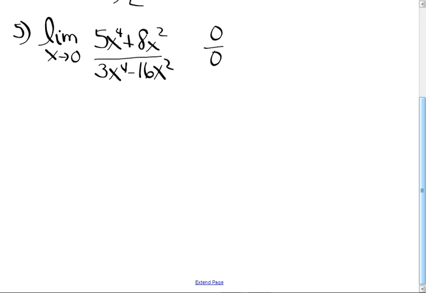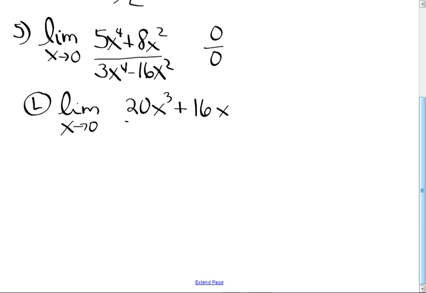Okay, it takes more than one try on this, by the way. You can only do L'Hopital when you have a ratio of 0 to 0. Has to be a fraction. This particular one is 0 over 0. So it's 20x cubed plus 16x over 12x cubed minus 32x, right? Put 0 in, what do you get? 0 over 0. Do you think you can do L'Hopital's rule again?